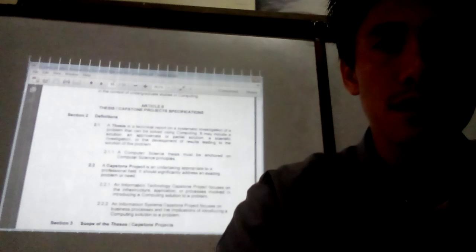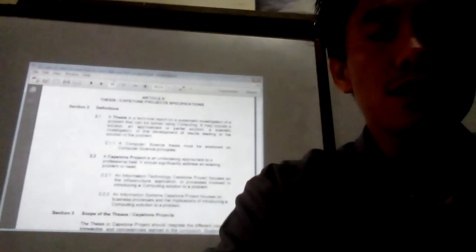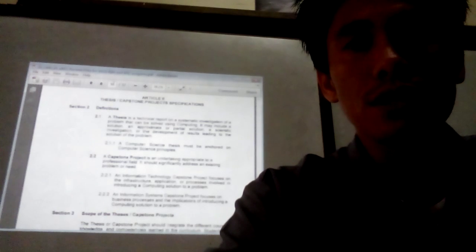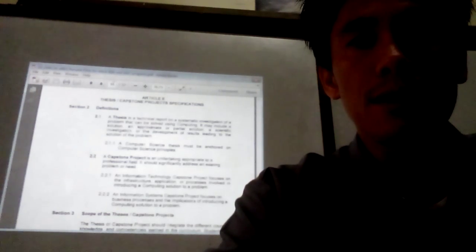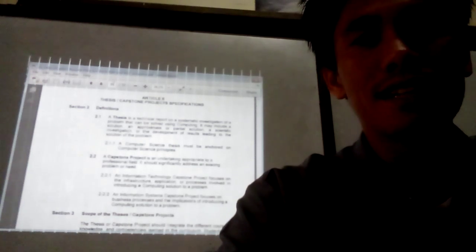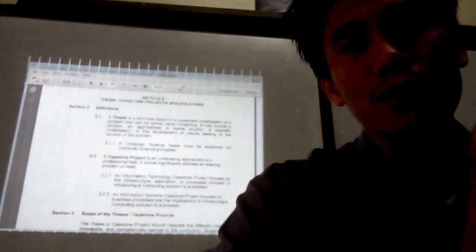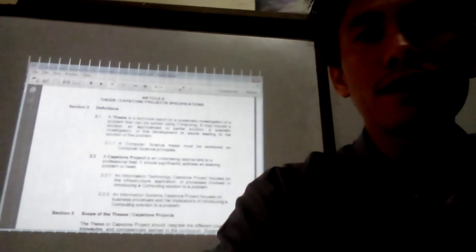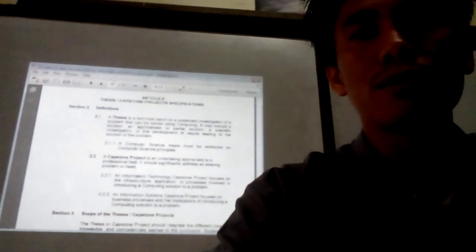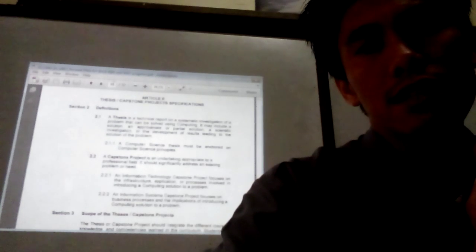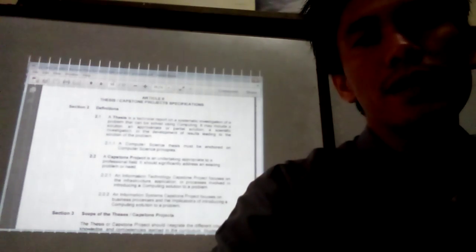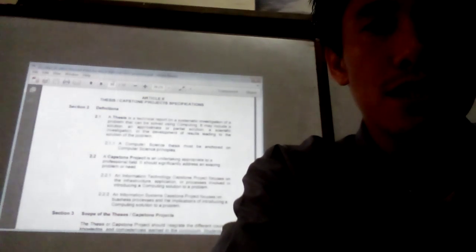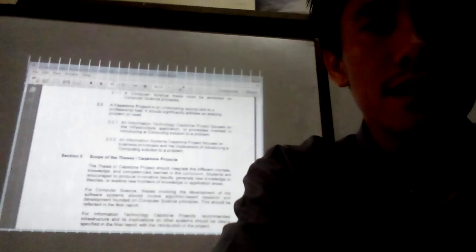Okay, in Article 2, the thesis project specification. Section 2, definitions. A thesis is a technical report on a systematic investigation of a problem that can be solved using computing. It may include a solution, an approximate or partial solution. That's nice, because it can be a full solution, or even an approximate or partial solution. A scientific investigation, pwede rin pala, or the development of results leading to the solution of the problem. So it doesn't have to be complete. We can have a scientific investigation, we can investigate something, or development. A computer science thesis must be anchored on computer science principles, and capstone project is for the IT and IS.